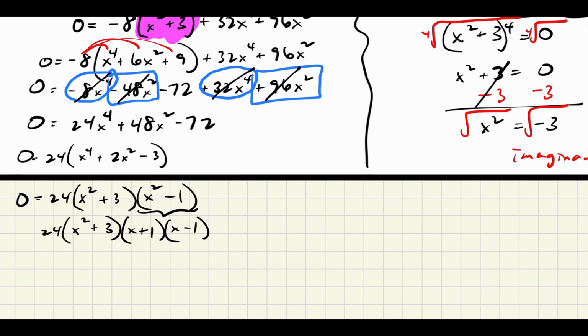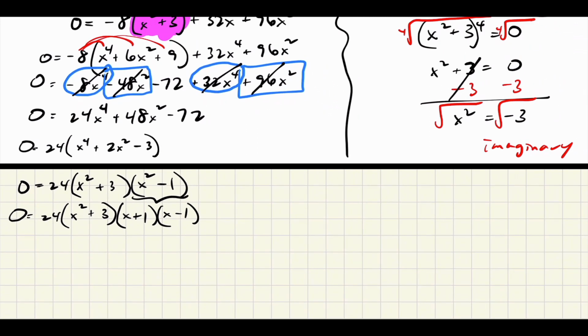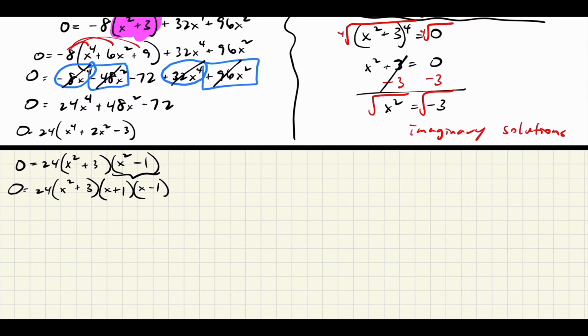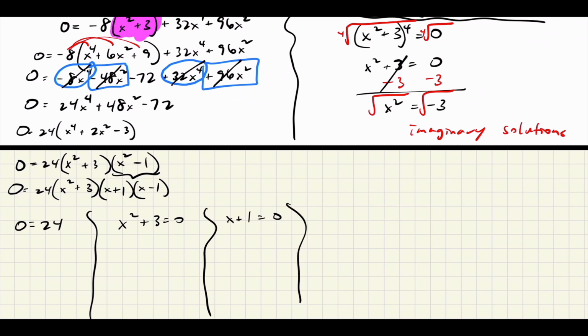Since we're solving, it doesn't really matter if you do difference of squares. You would have gotten both answers, but still. Set everything equal to 0, and we're going to get some answers. So 0 equals 24. X squared plus 3 equals 0. X plus 1 equals 0. X minus 1 equals 0.